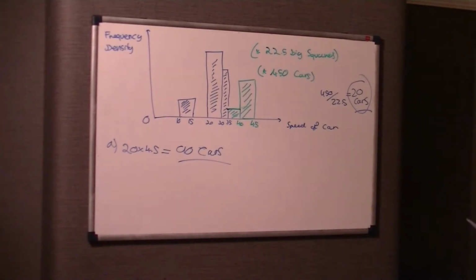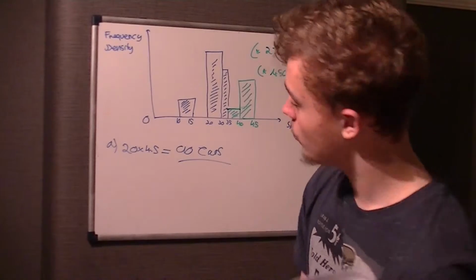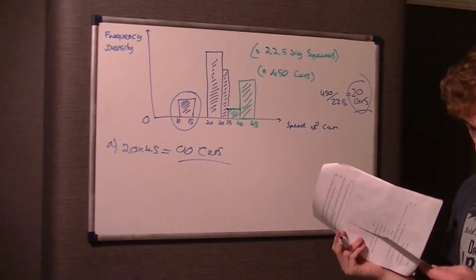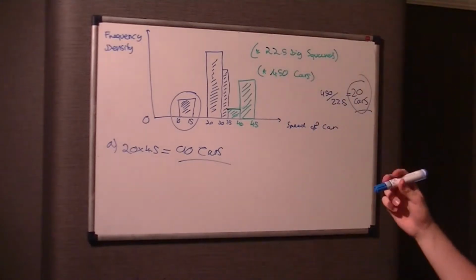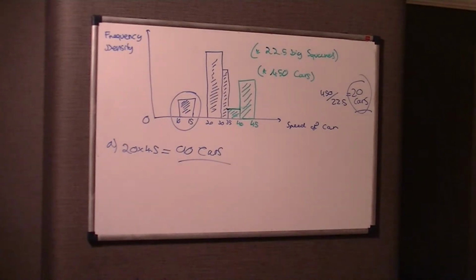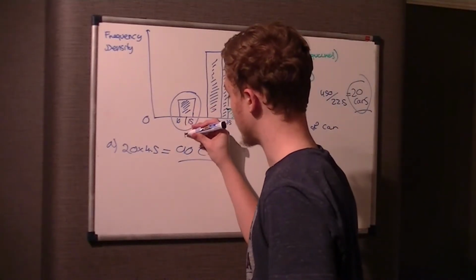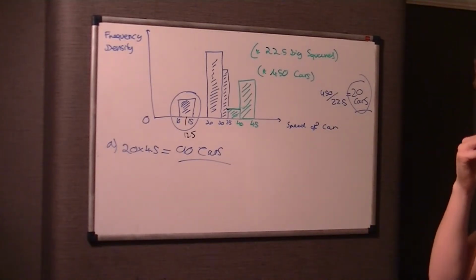Now the next part is to estimate the mean speed of the cars in the sample. So what we've got to do here is work out how many cars we're going between this. Because we don't know the individual speeds of the cars, we just know that between 10 and 15 miles per hour there were X amount of cars. So we do the logical thing and assume that they were all going at 12.5, whatever this is registered in.